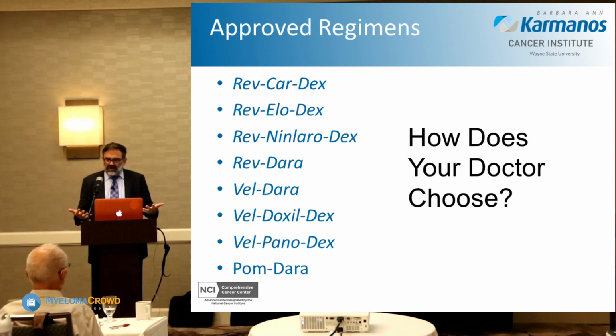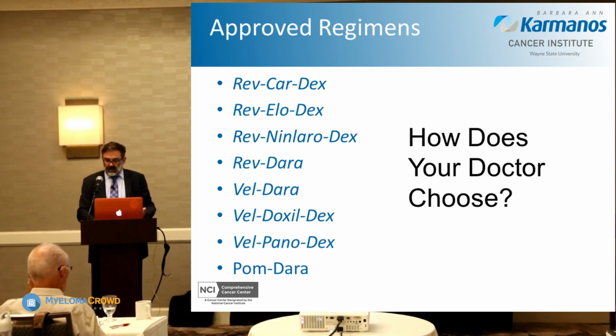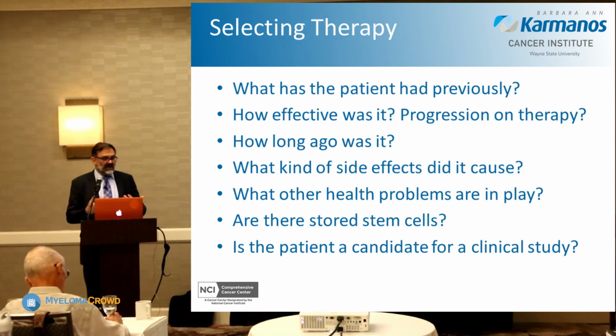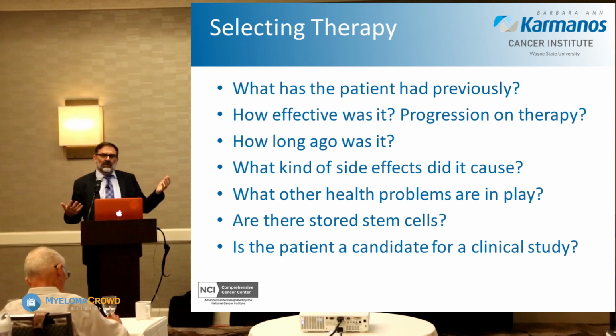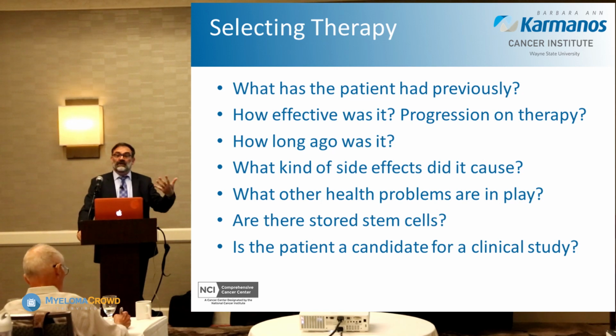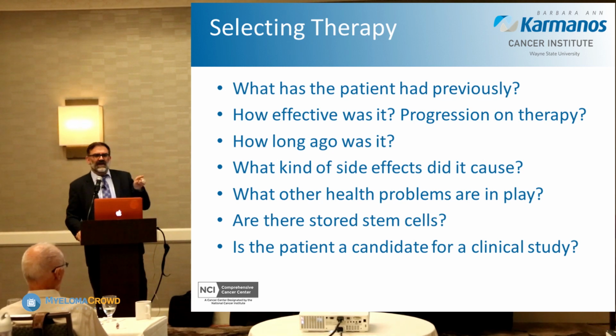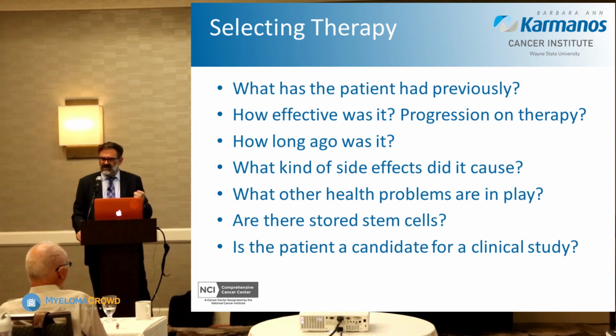So how do you choose? I mean, there are so many options here, how on earth does a patient end up on one of these? And it ends up being, you know, patient-specific, and to some extent often patient-driven. What have you had previously? How well did it work? Did you actually progress while you were on a specific therapy or long after you took a break from it? And how long ago was that? What kind of side effects did you have from that drug, and do you still have any of those side effects? Neuropathy is one of the ones I'm thinking about.